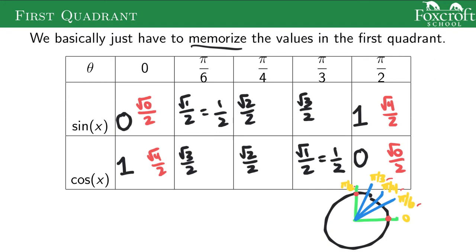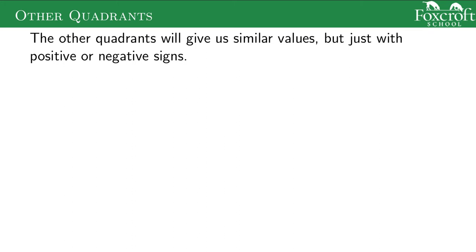So if you don't have this memorized, you're kind of stuck. You can't really do anything except guess. All right, but this is the starting point. If you can list off these values for sine and cosine at these 5 angles, you can do everything else. All the other quadrants are going to give us those types of values, the square root of 1 over 2 and square root of 2 over 2, which is positive or negative signs.